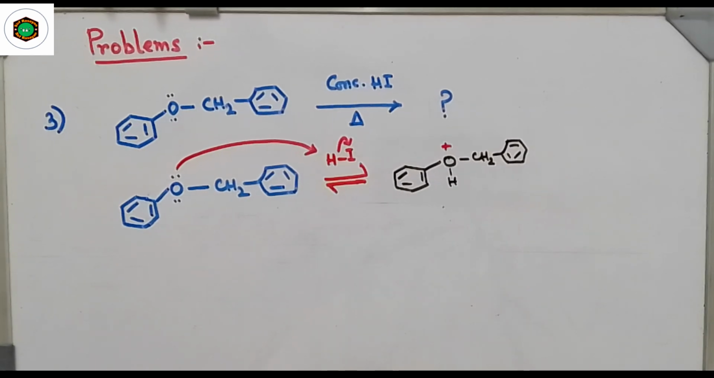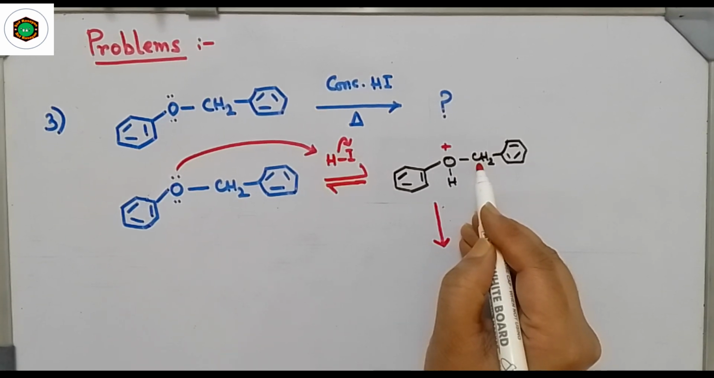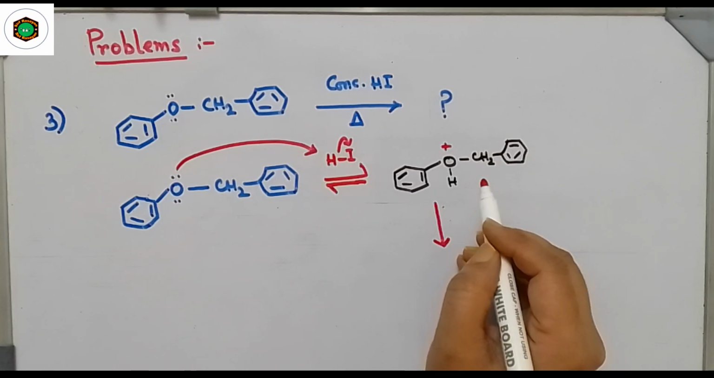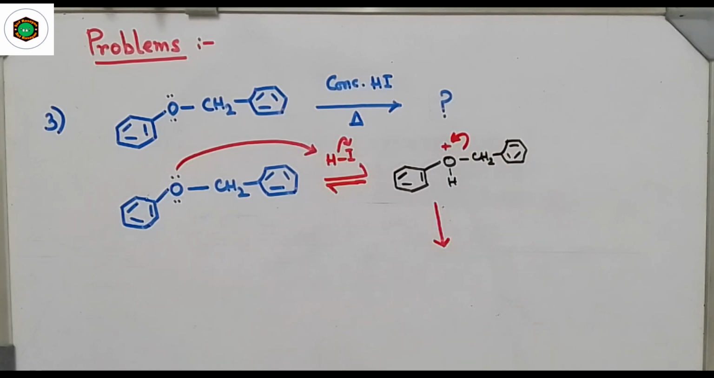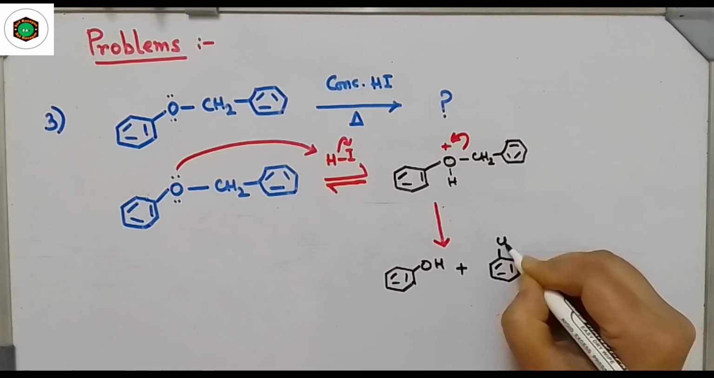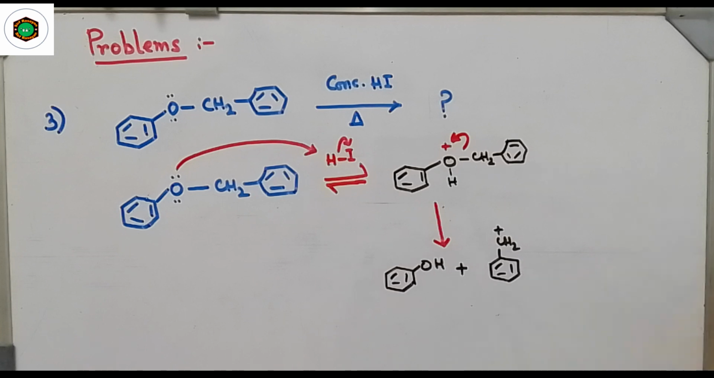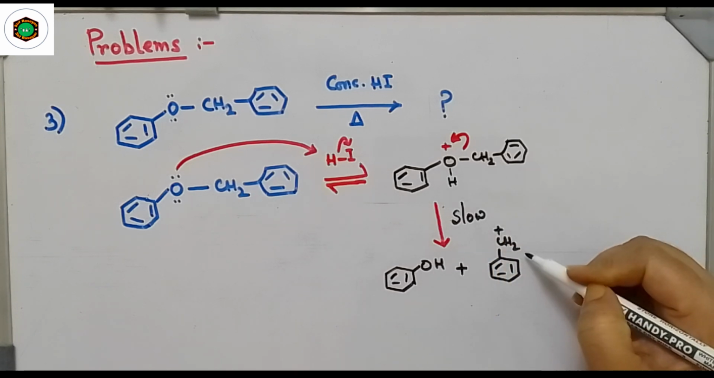Okay. So what will happen at the first step? We will get this oxonium ion. Then see, with this oxygen one primary carbon is attached, but this is a benzylic carbon. So if we break this bond, we will get a stable carbocation. This is stabilized by resonance with the benzene ring. So here we will get phenol plus the benzylic cation. This is stable due to resonance.